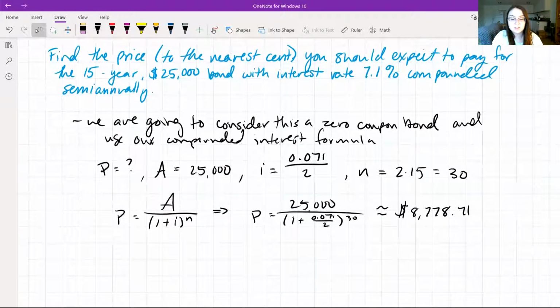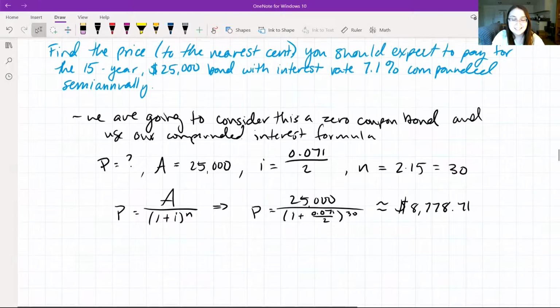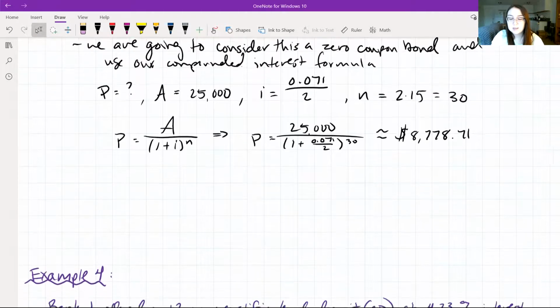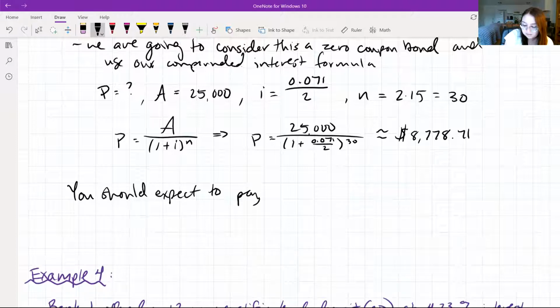So we'd say that the present value of this bond, which in 15 years is going to mature to be $25,000 with an interest rate of 7.1% compounded semi-annually, if you were to pay for that bond today, you should expect to pay somewhere around $8,778.71. So we say you should expect to pay $8,778.71.